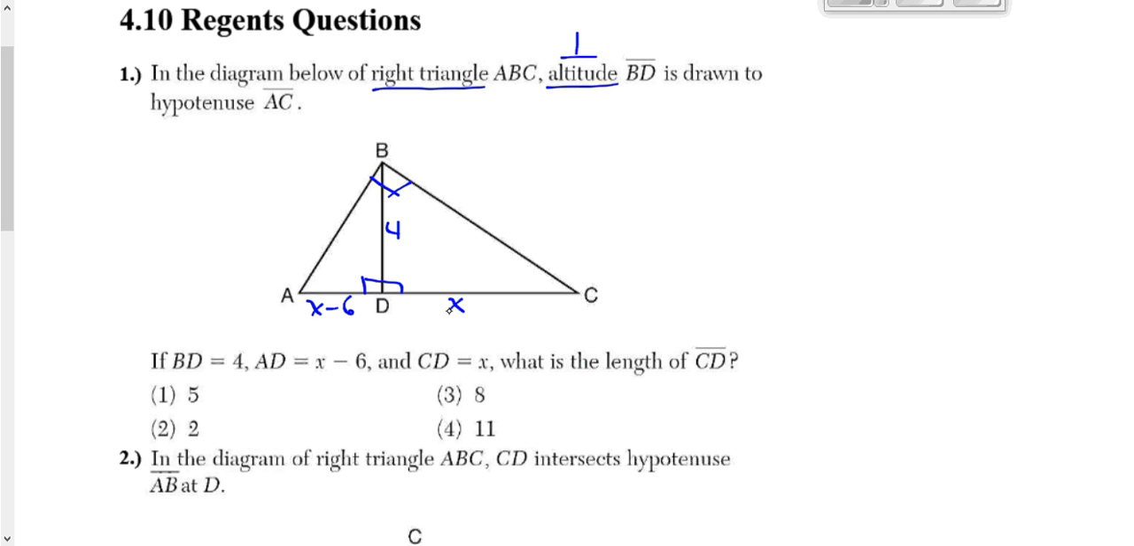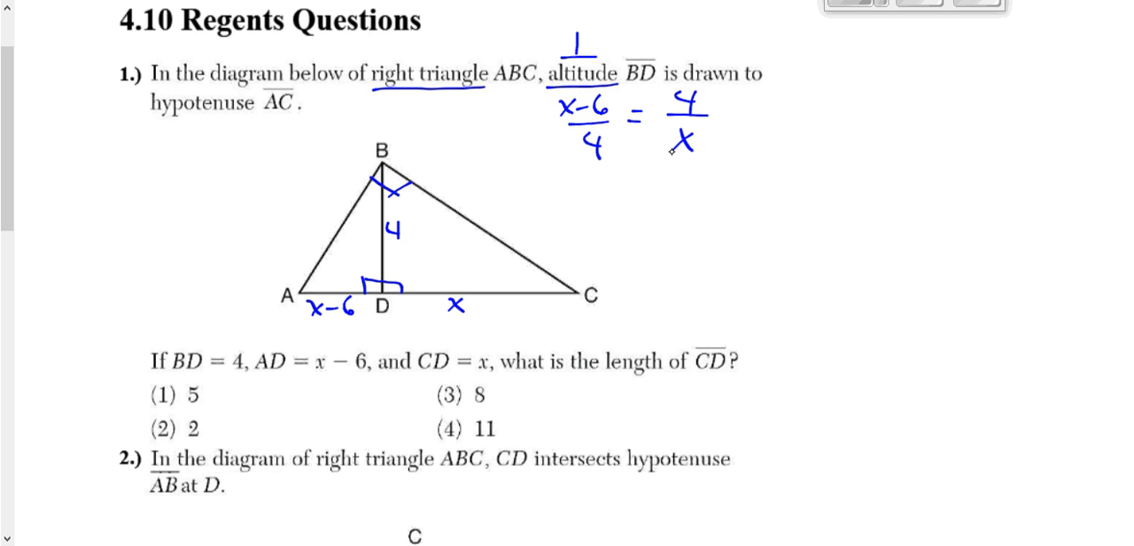4, the geometric mean, goes here and here. X minus 6 over 4 equals 4 over X. All right. Now, I would say when you cross multiply this, do it so that all your x's are on the left-hand side, because we're not really going to want negative x's here, okay? Give me a second. You're going to have to remember some of your algebra here.